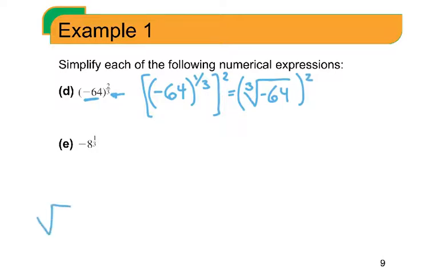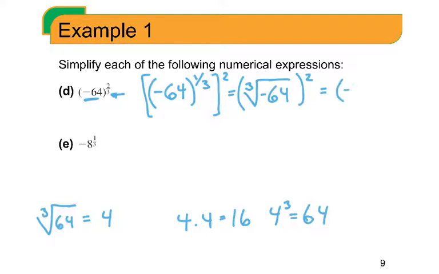Well, the cube root of 64, you may remember, is 4, because 4 times 4 equals 16. 4 cubed is 16 times 4, which is 64. So this is negative 64, so this is negative 3 squared. What's that going to be? Positive 9. Tricky, huh? All right, let's talk about tricky.